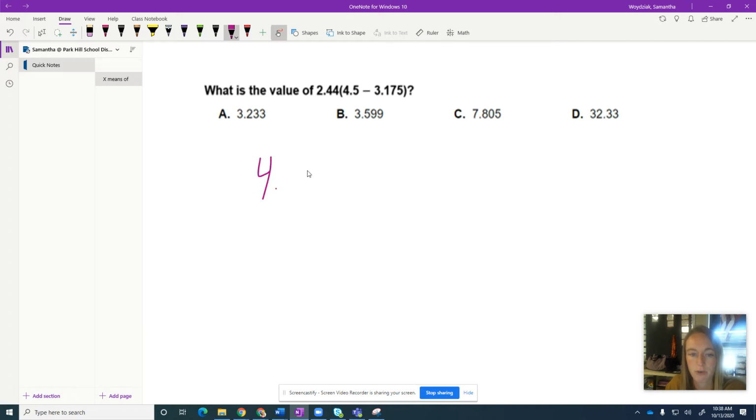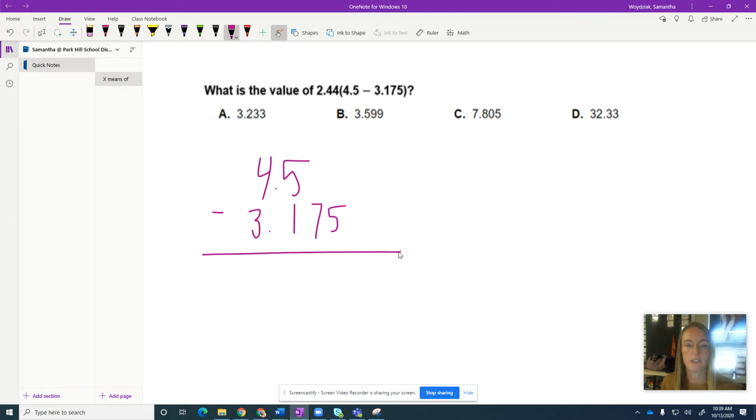So we have to do 4 and 5 tenths minus 3 and 175 thousandths. Notice that I have to know the difference between when I line up my decimal point and when I do not. Whenever I subtract and add decimals, I line up my decimal point, and when I multiply decimals, I do not. So I do need to make sure I know the difference so I can line up my place value when I need to. You can see here that there's some gaps, so I'm going to go ahead and put my zeros in. And I need to solve this problem, so I need to solve the parentheses first.